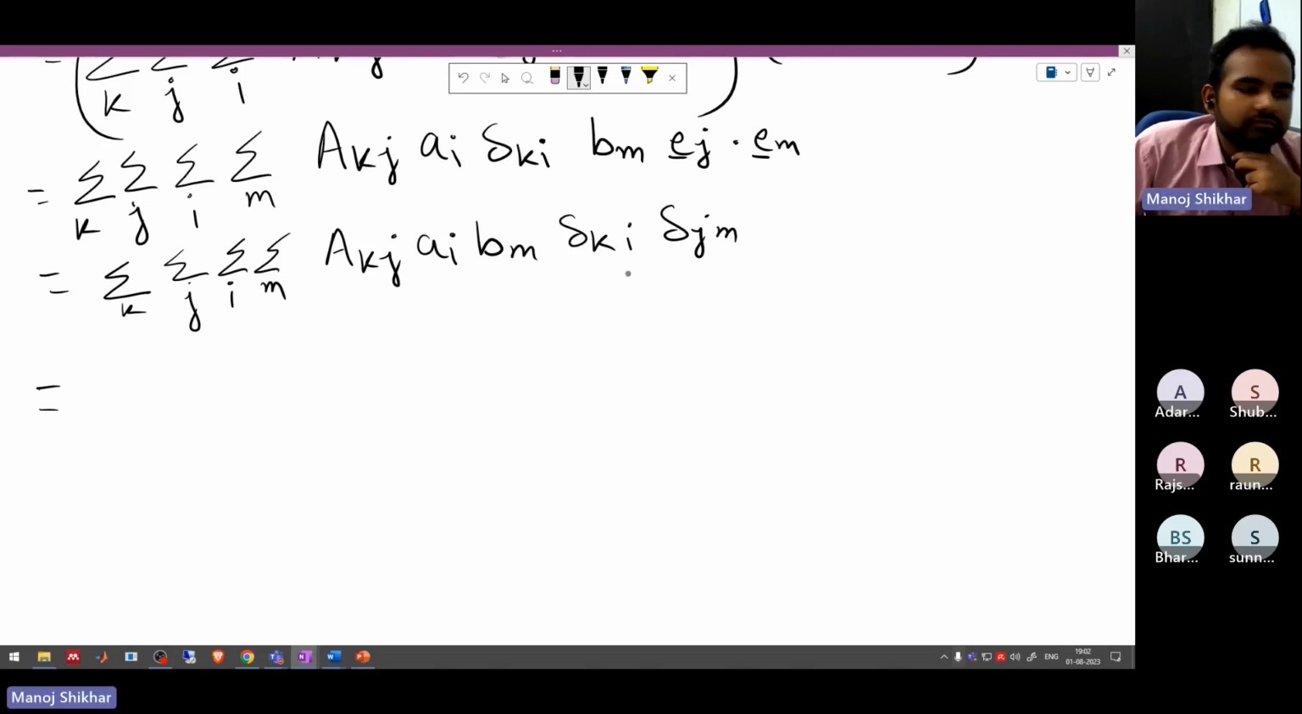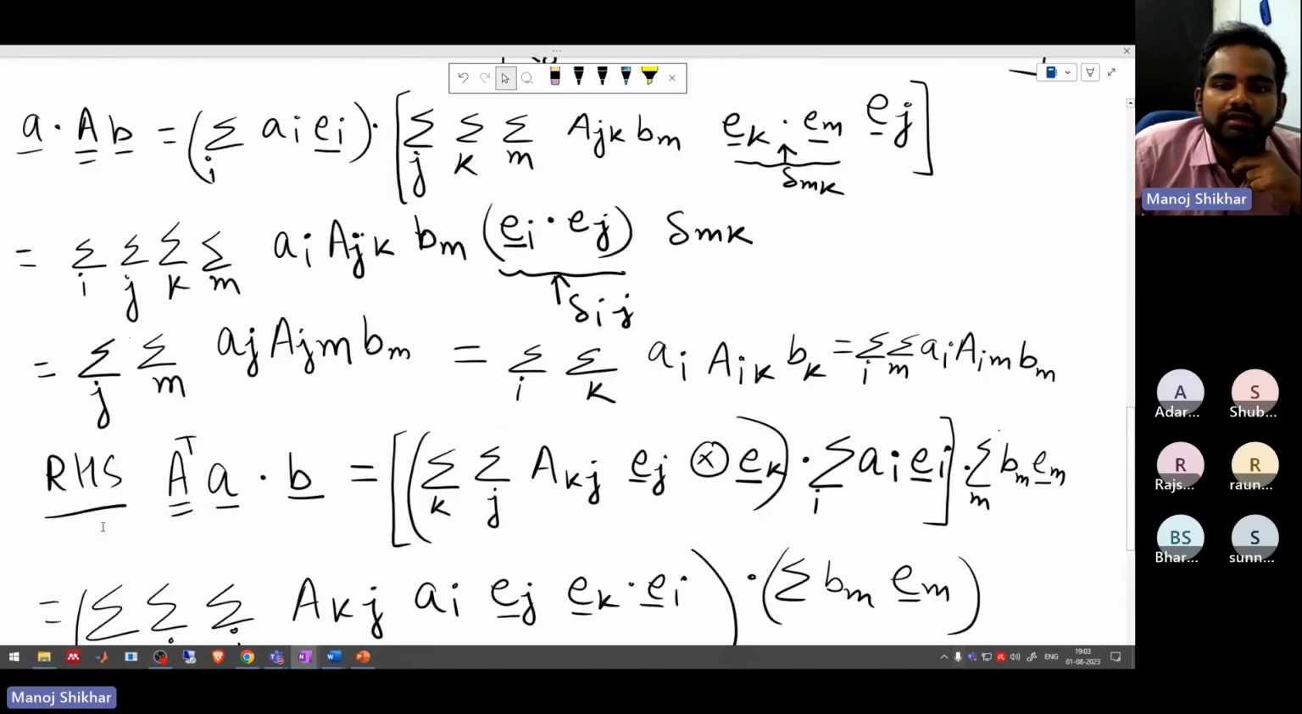Since nobody is writing, I will tell. So this delta is ki. If I want to keep i, wherever there is k in this expression, it will be replaced by i. And similarly, wherever there is j in this expression, it will be replaced by m, if I want to keep m. So let's see what I had kept earlier.